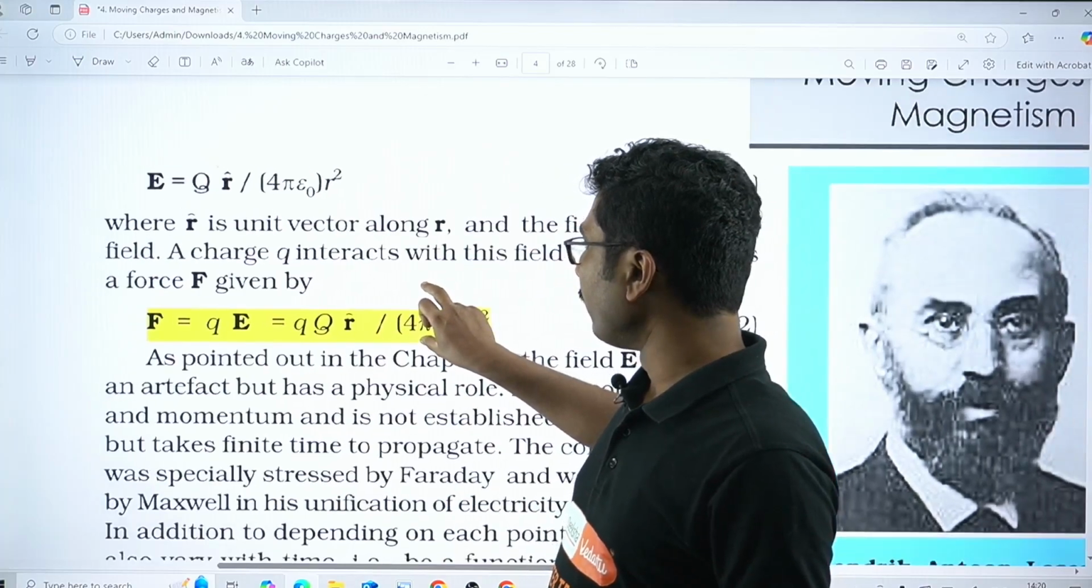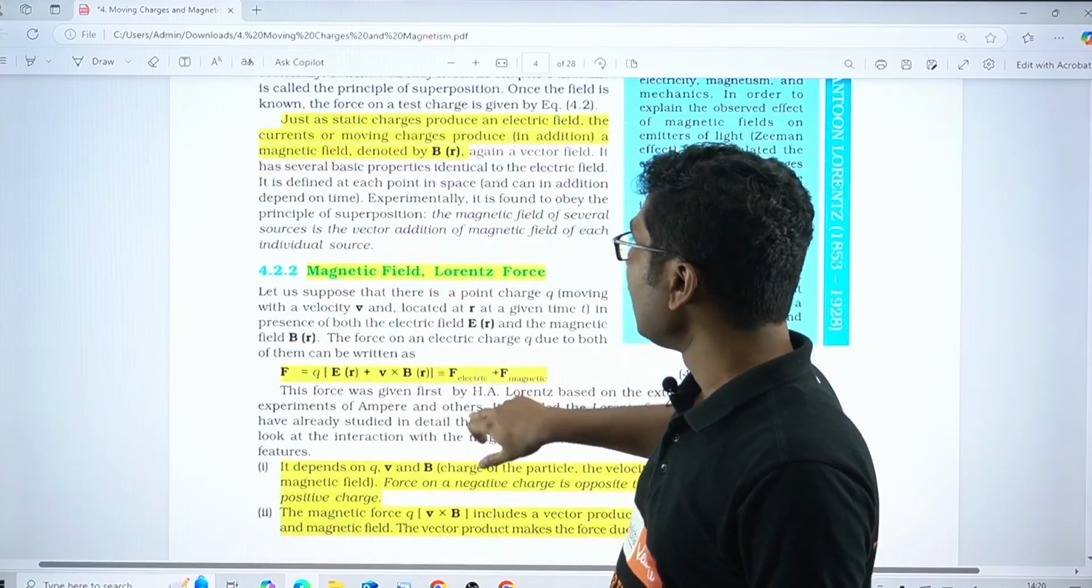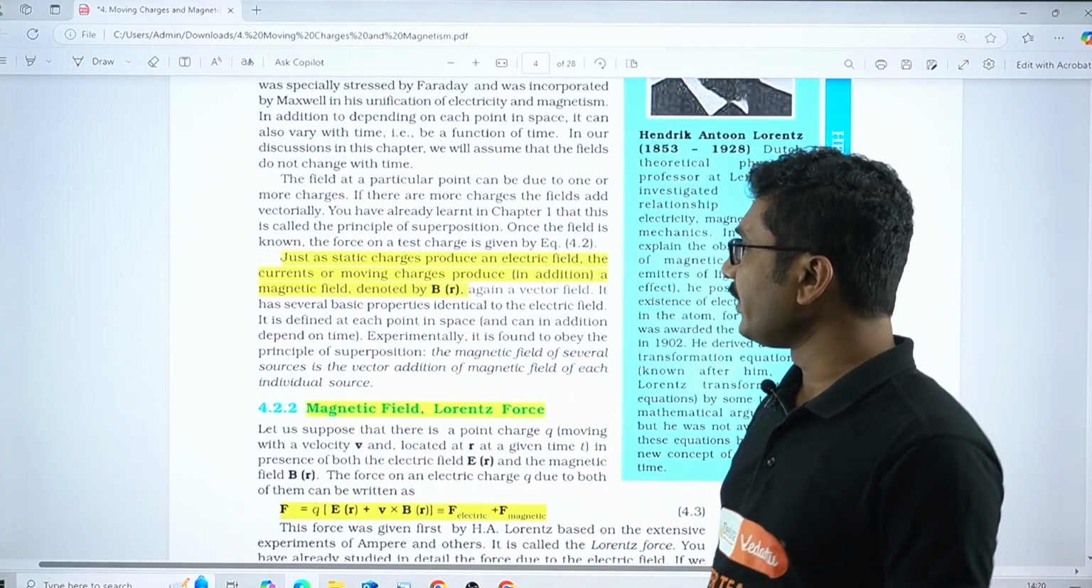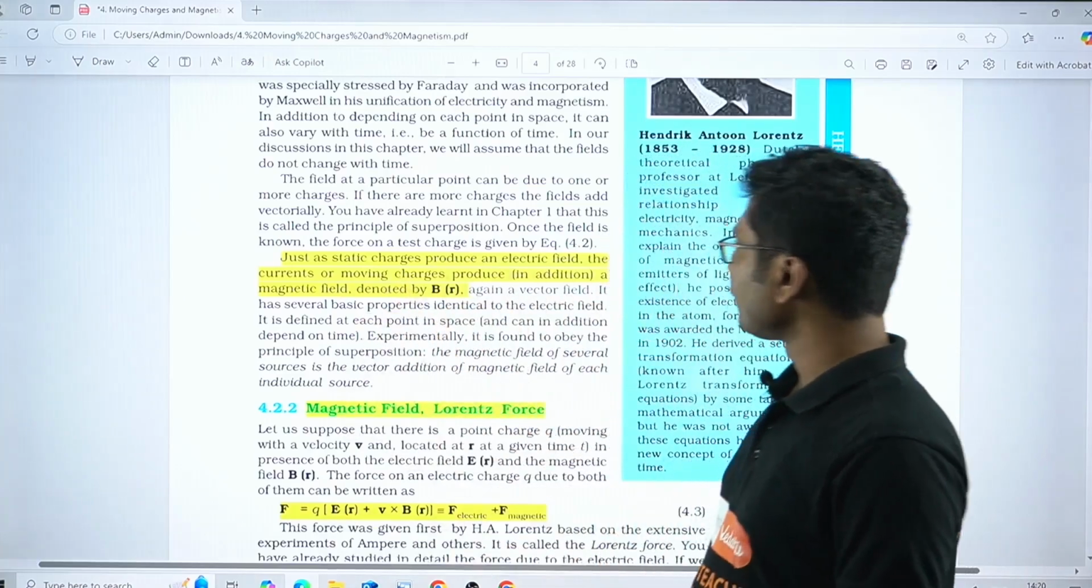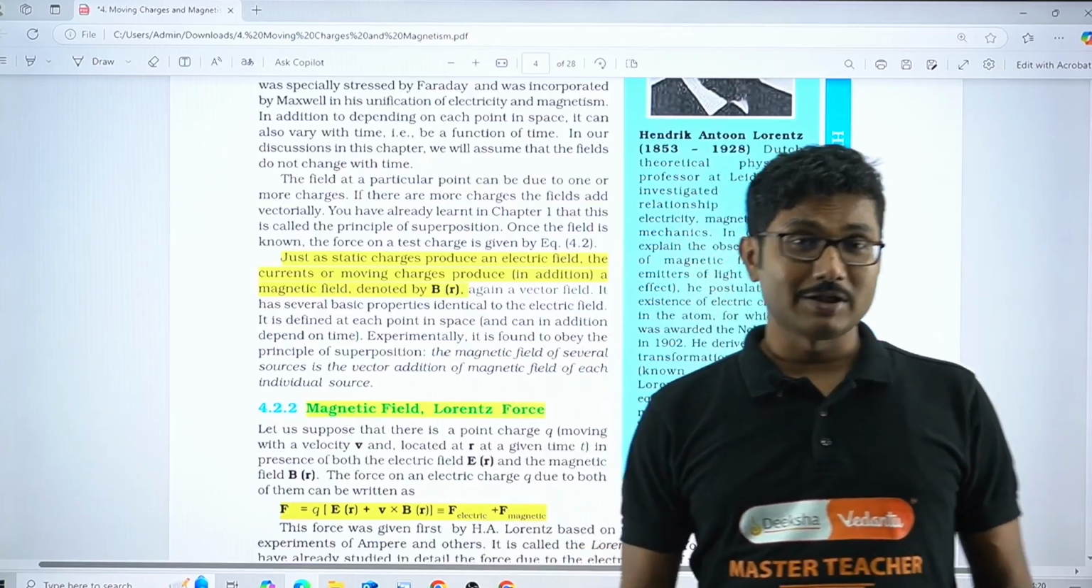This is called electric force. Okay, this is just a simple reminder of whatever we have done. Just as static charges produce an electric field, the current or moving charges produce an addition to the electric field, also magnetic field. So what is the meaning of that?